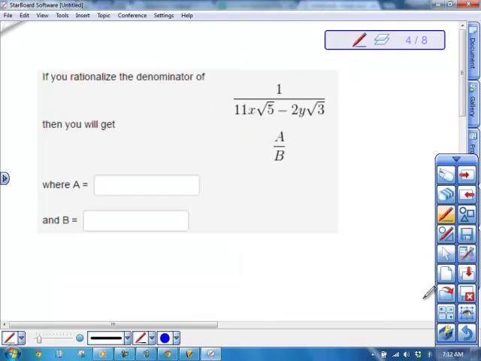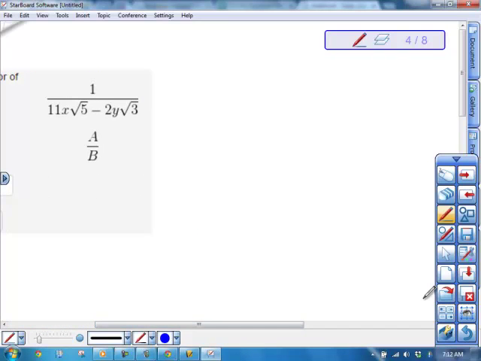All right, this one's a little harder. It asks you to rationalize the denominator. So in order to rationalize the denominator, you're going to want to multiply the top and the bottom by what's in the denominator, but change the sign. And we're going to do that throughout the course of the year.